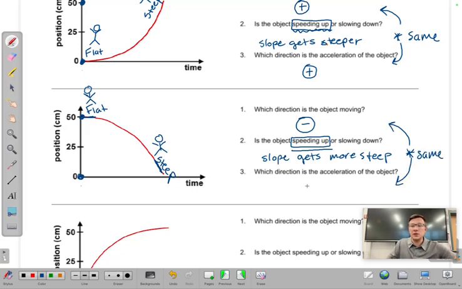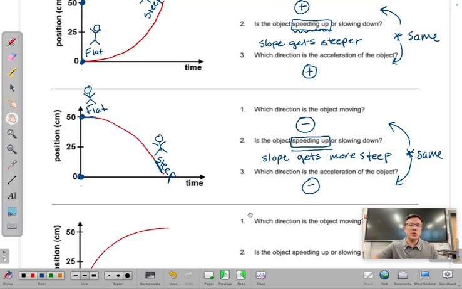Also a negative acceleration. So we just had 2 examples where the object was speeding up, but they're moving in opposite directions, and they have opposite directions of acceleration. So again, I think a trap is to think positive acceleration means speeding up, negative acceleration means slowing down. It can, but it depends on what direction you're moving. So just be careful with that.